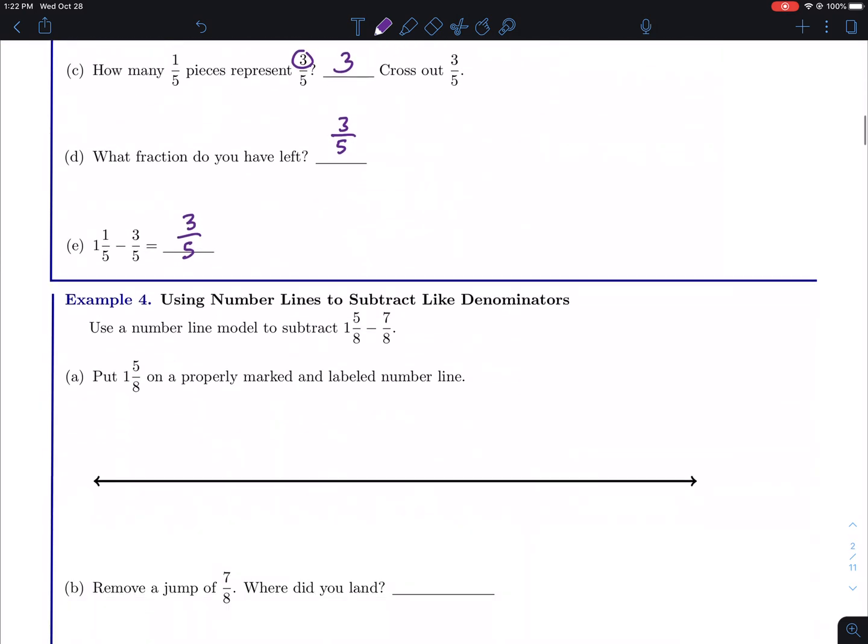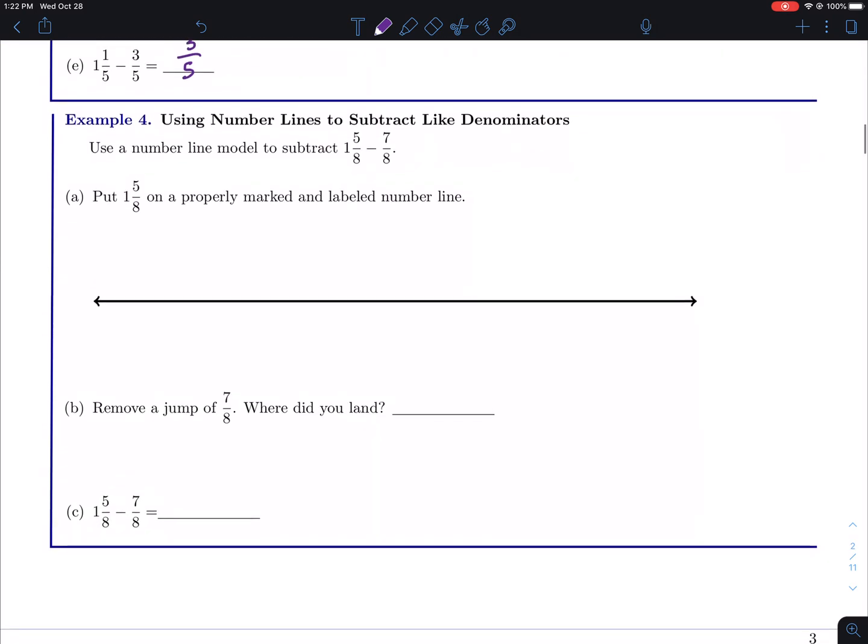All right, good job. So let's look at using the number line to subtract like denominators in this case. So again, this is going to be similar to what we did before. The first thing we need to do is label the number line and get it in terms of the right tick marks. Since this one's a subtraction, I can give myself a little bit more room. So instead of going out to 3, I'm just going to go up to 2 in this case.